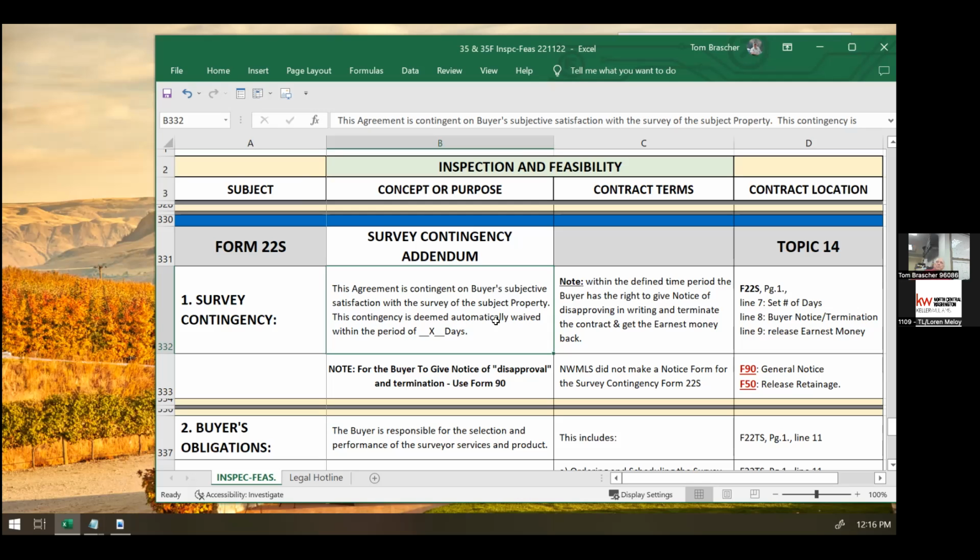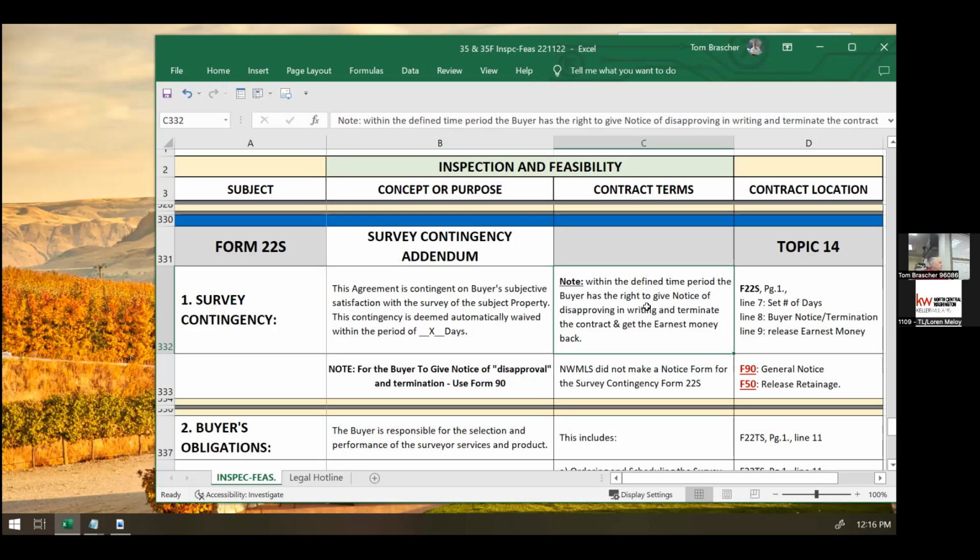So this agreement is contingent on the buyer's subjective satisfaction with the survey of the subject property, and this contingency is deemed automatically waived when the period expires. So there isn't any need to do any follow-up. If nothing comes up, it just goes away at the end of that time period.